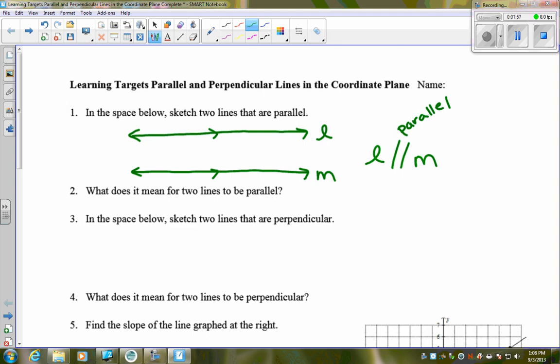Question number 2 says, what does it mean? Well, it means that they will never cross each other. They will never touch. So we can say the lines will never touch.